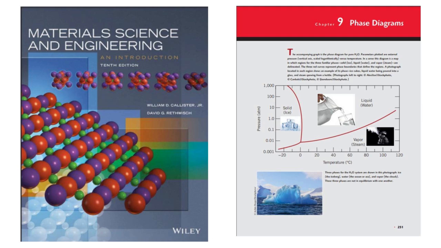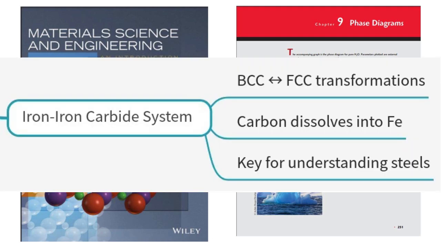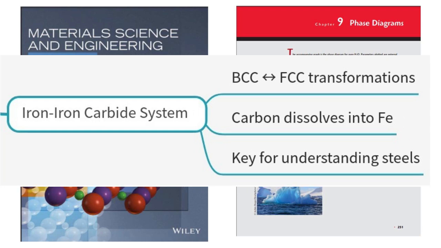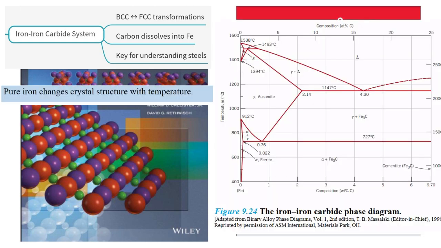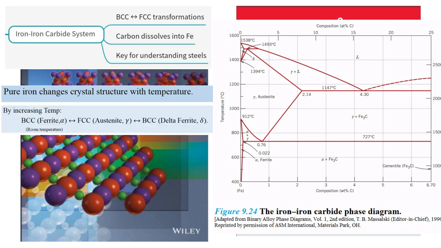Yeah. Okay, one last thing before we finish. Can you give us a quick intro to the iron-iron carbide phase diagram? Sure. This diagram is super important because it's the basis for understanding steels. The main thing to remember is that pure iron can exist in different crystal structures depending on the temperature. At room temperature, it's BCC, which is called ferrite. Then at higher temperatures, it transforms to FCC, which is called austenite. And then at even higher temperatures, it goes back to BCC, which is called delta ferrite.